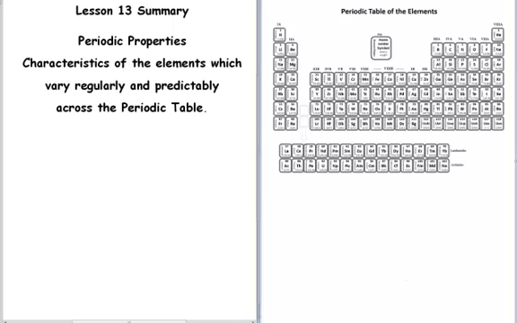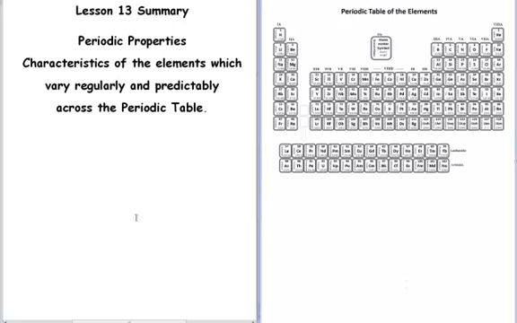Alright, we are to the summary for Lesson 13. The topic for Lesson 13 is periodic properties. Periodic properties are characteristics of the elements which vary regularly and predictably across the periodic table. We're concerned with three of the periodic properties.